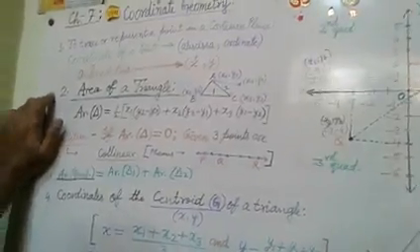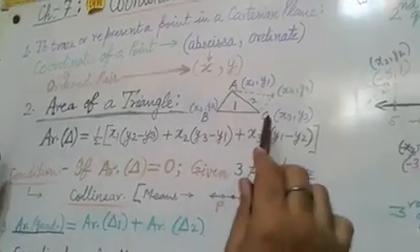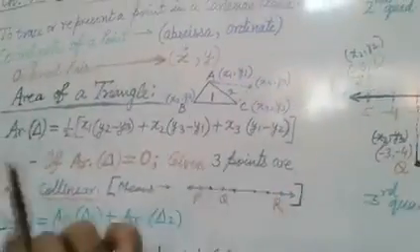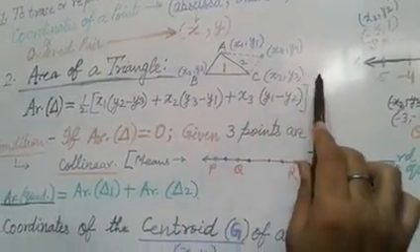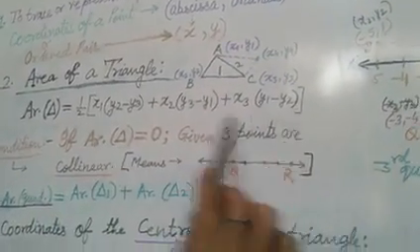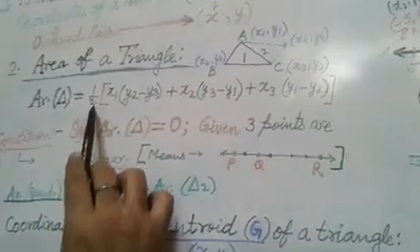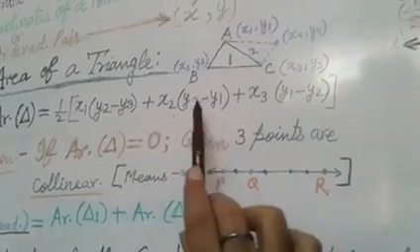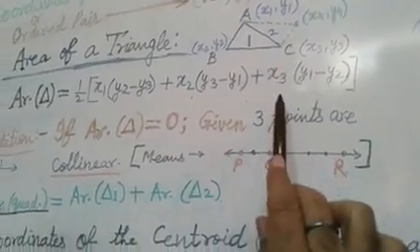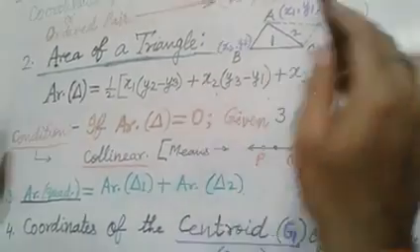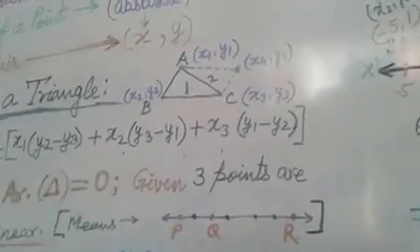Now, next point is the area of a triangle. Suppose ABC is a triangle having the coordinates for A x1, y1, for B x2, y2 and for C x3, y3. We can find the area of this triangle with the help of this formula. Area of triangle is equal to half of x1 times (y2 minus y3) plus x2 times (y3 minus y1) plus x3 times (y1 minus y2). We can put in these values from the given points. Got it?